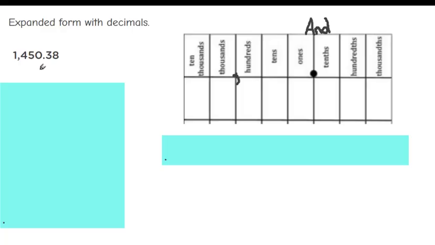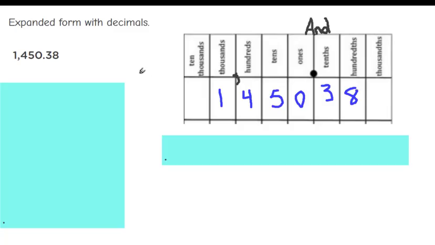So this number read is 1,450 and 38 hundredths. I'm going to put this in my place value chart. 1,450. Now there's a 0 in the ones place, and 38 hundredths. If you say and for your commas, it's not wrong. Nobody's going to tell you it's wrong, but it's just not a good idea. Because when we hear the word and, we want to think of a decimal. And just get in the practice of doing that now while you're learning.